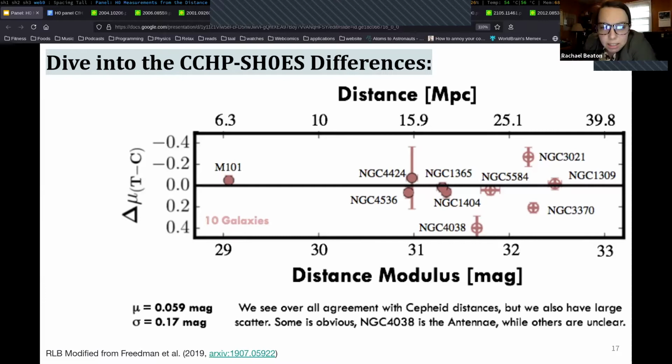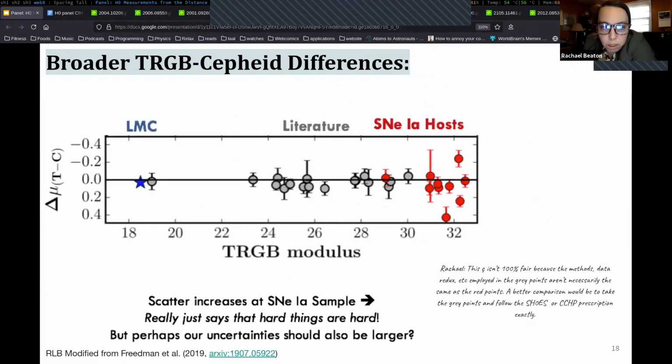If you go to the next slide, it has a more, so this slide is also from Wendy's paper, but I've annotated it a little bit more for talks. So this is looking at literature Cepheid and TRGB measurements. Those are in gray, and then in red are the supernova hosts.